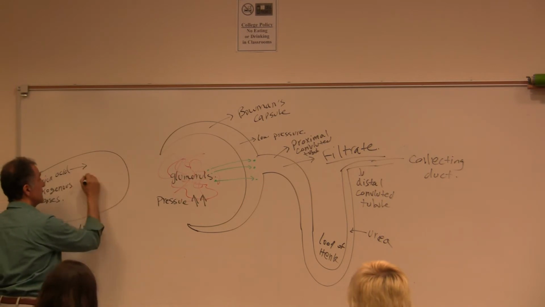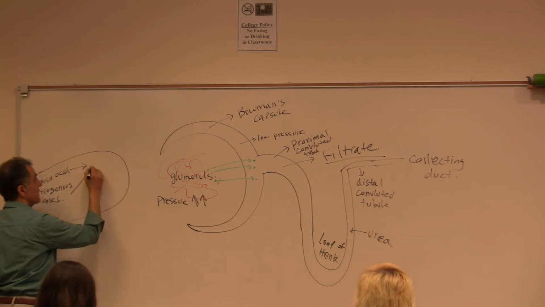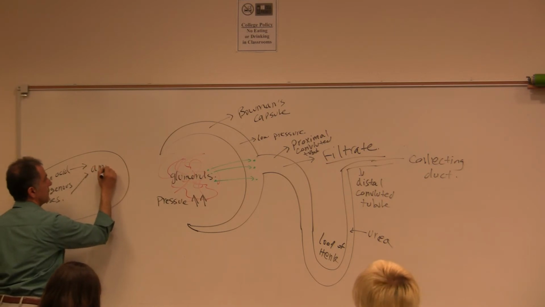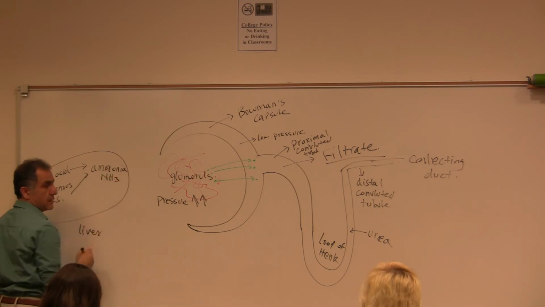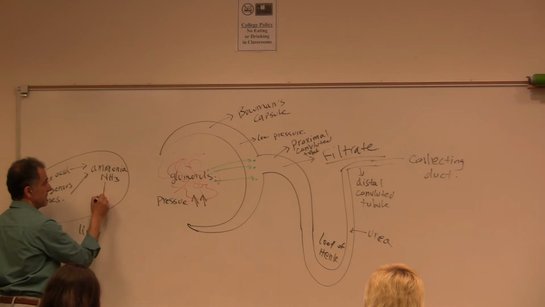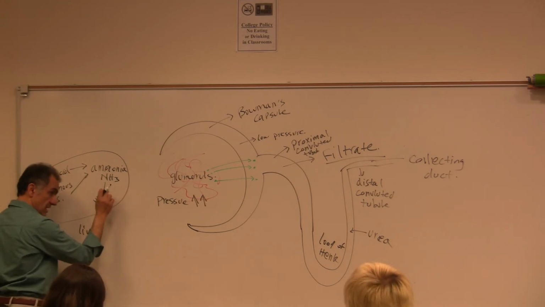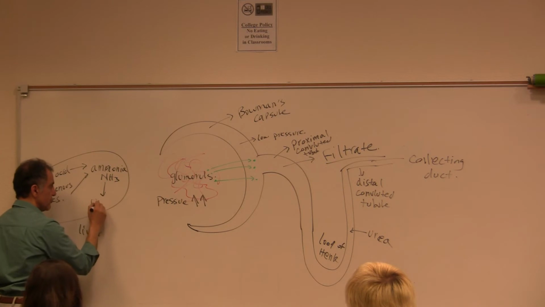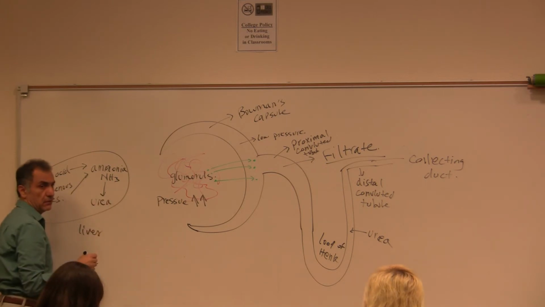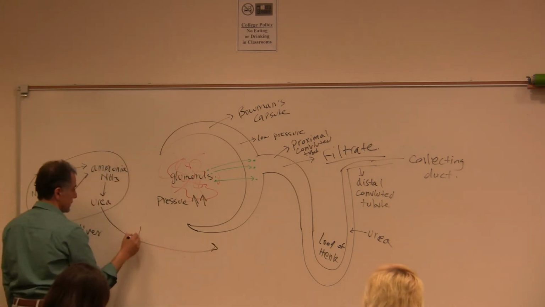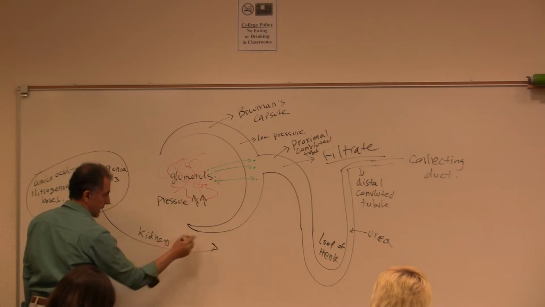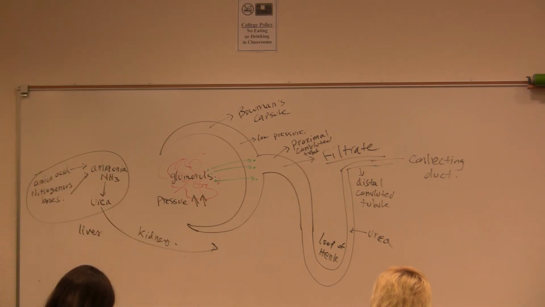So what happens is your liver can turn these into ammonia. Ammonia is NH3. Ammonia is very toxic, so your liver converts it to urea, which is less toxic. Urea is then transported by blood to the kidney. And the kidney, of course, dismantles it, adds it to the filtrate, and out of the body. That's what I'm saying.